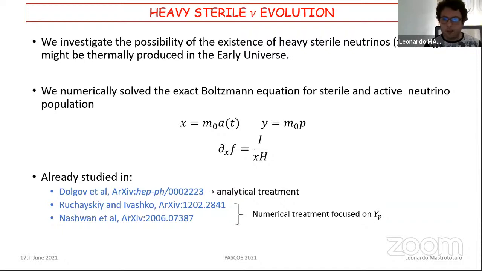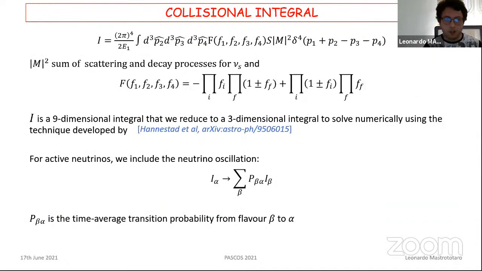This problem has already been studied in some references that I show here. In the first of them, they have done an analytical treatment, while in the other two, they have done a numerical treatment, but focused only on epsilon p and so on the BBN. We want to show also the CMB, and so how an effect will affect the sterile neutrinos. So the collision integral is that reported in the slides. That is a 9-dimensional collision integral that depends on the sum of scattering and decay processes for the sterile neutrinos.